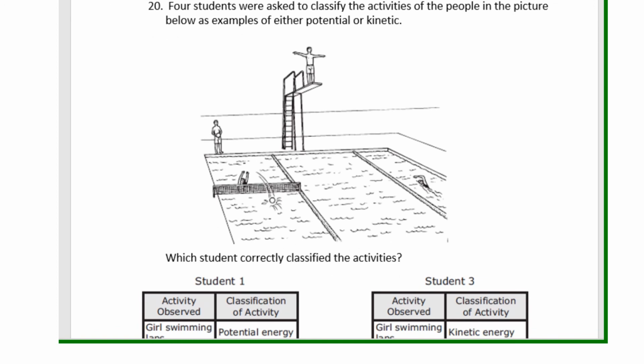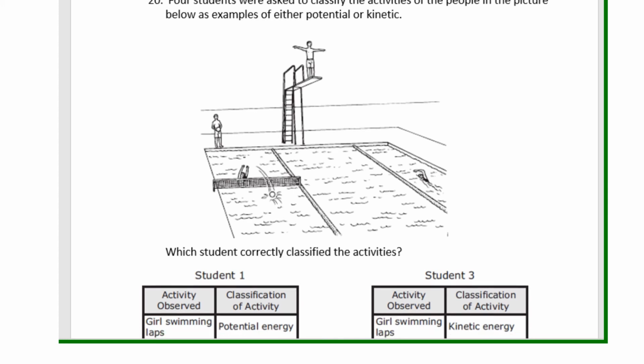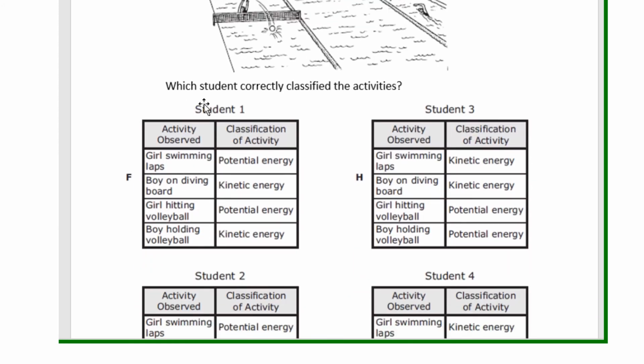Number 20, 4 students were asked to classify the activities of people in the picture below as examples of either potential or kinetic. Which student correctly classifies the activities? Student 1 says, which is choice F, the girl swimming laps is potential energy, the boy on the diving board is kinetic energy, the girl hitting the volleyball has potential energy, and the boy holding the volleyball has kinetic energy.